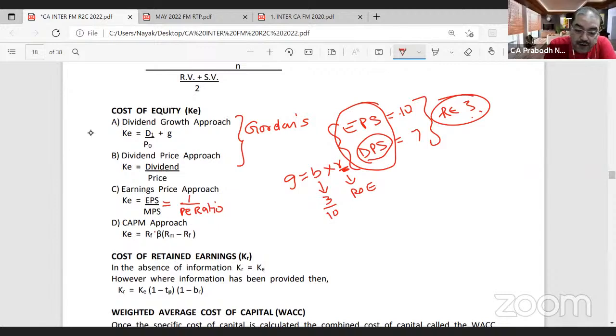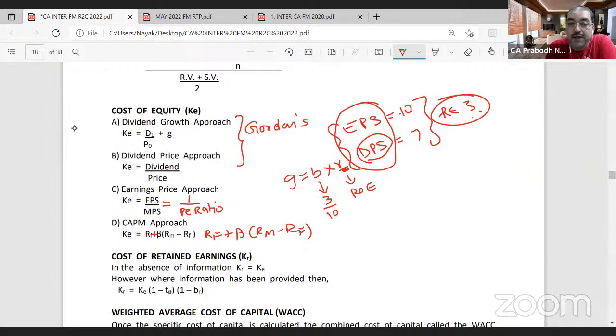CAPM approach: the plus sign is missing over here. Please write the plus sign. KE is equal to RF plus beta into (RM minus RF). The plus sign was missing over there. Beta will be given to you, RF will be given to you, RM will be given to you, just have to substitute.